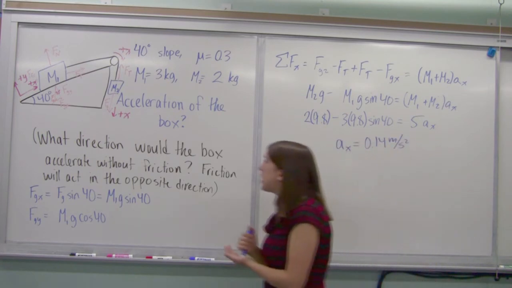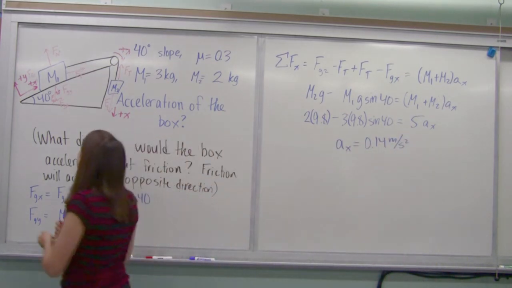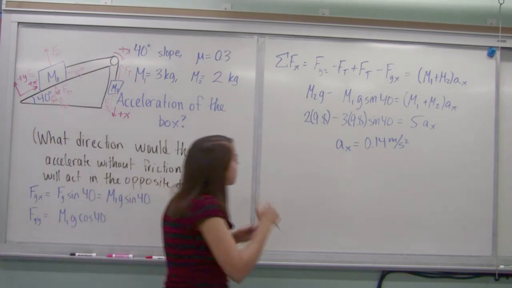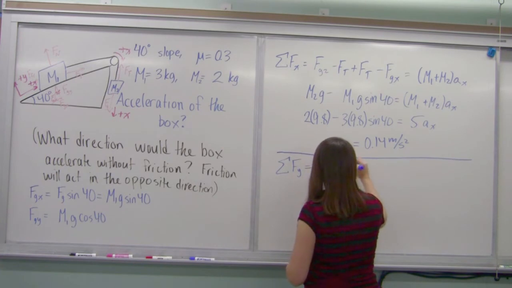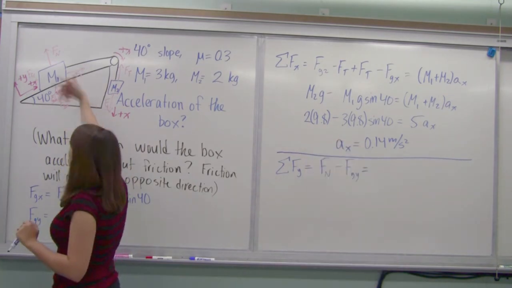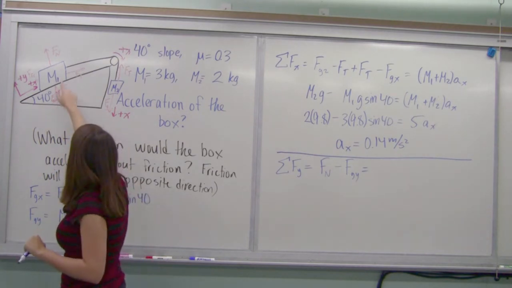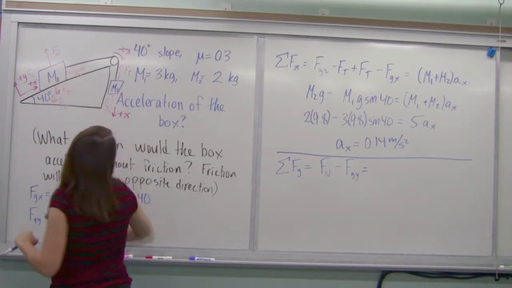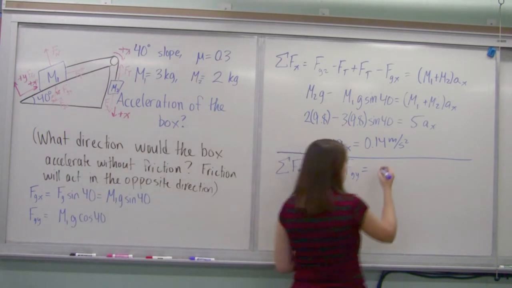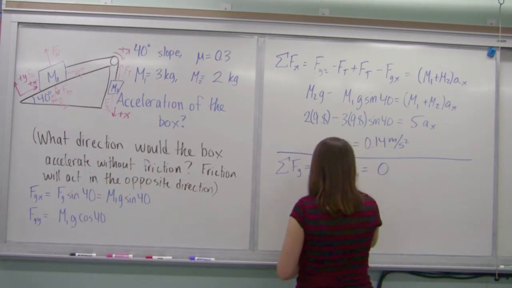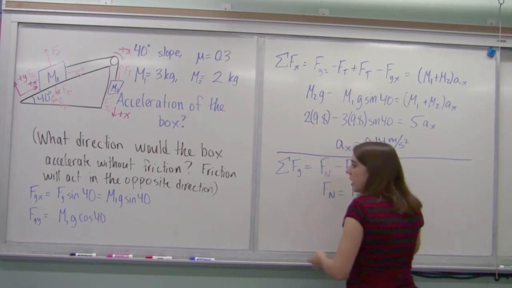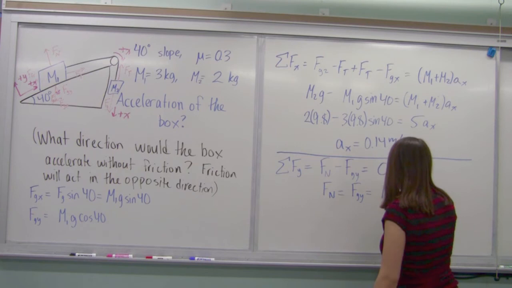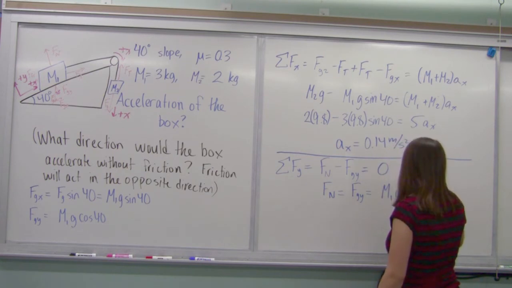Here's the thing, to figure out friction, I always have to find normal force. So let's sum up forces in the y direction so I can figure out normal force. Normal force minus force of gravity in the y direction. In this y direction, we're not going to have any acceleration. We're not going to have this box sinking into the slope or jumping up out of it. So in the y direction, our acceleration will be 0. The normal force is equal to FGY, which I already figured out was m1g cosine 40.